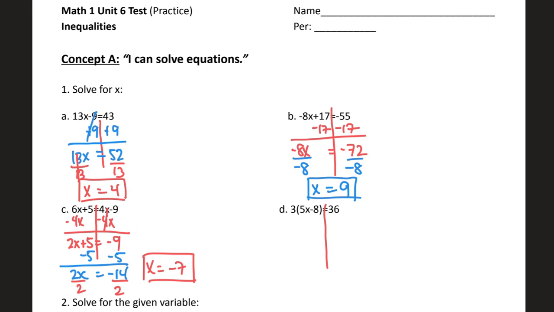All right, and then this last problem. So there's a couple of different ways you can do it, but if we're talking order of operations, the first thing you should undo is that 3 on the outside that's being multiplied. So we're going to divide both sides by 3. So then we have 5x minus 8 equals 12. And then we're going to add 8. So 5x equals 20. And then divide by 5. So then we have x equals 4.